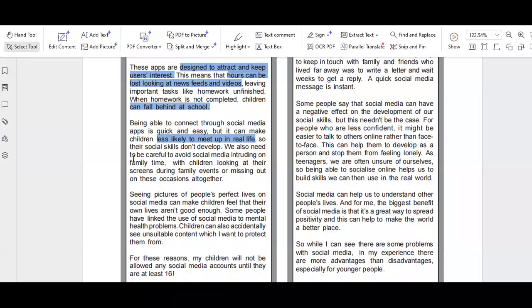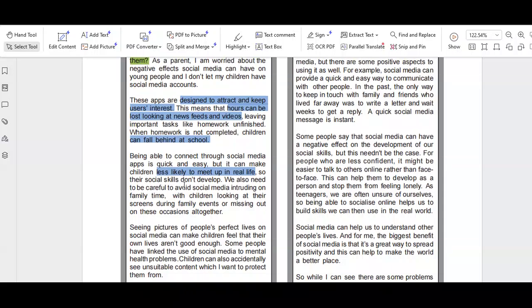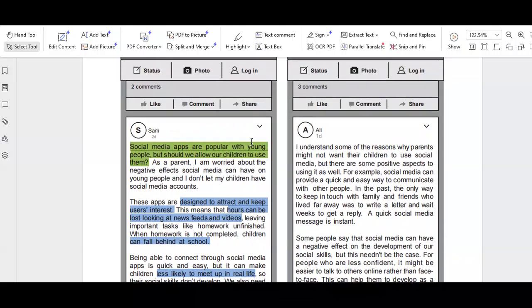As Sam is just writing to persuade the reader that they should not allow their children to develop the interest in social media. So Sam has only talked about the reasons which are supporting his or her argument, right? So we are supposed to take the ideas like this. Now let's discuss text B. What text B says.